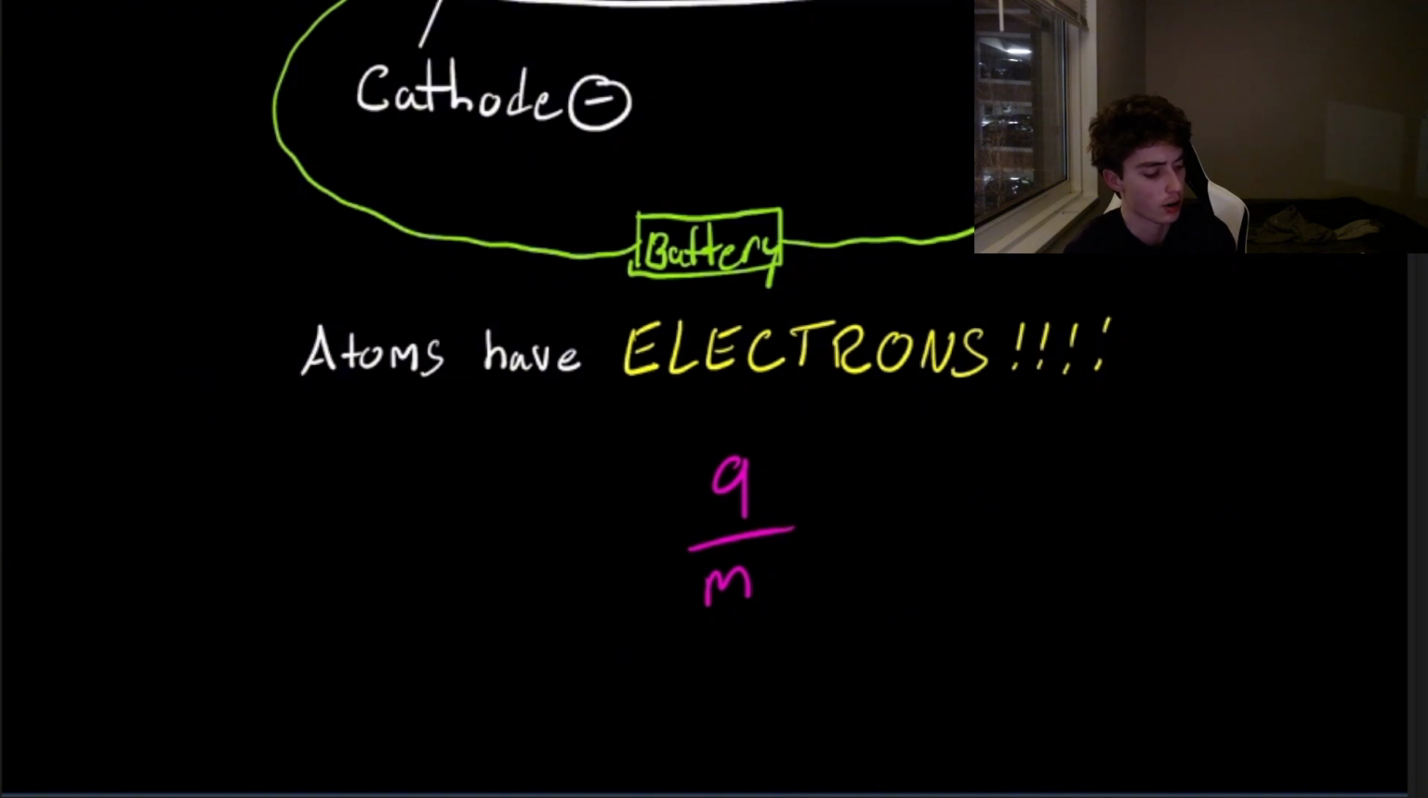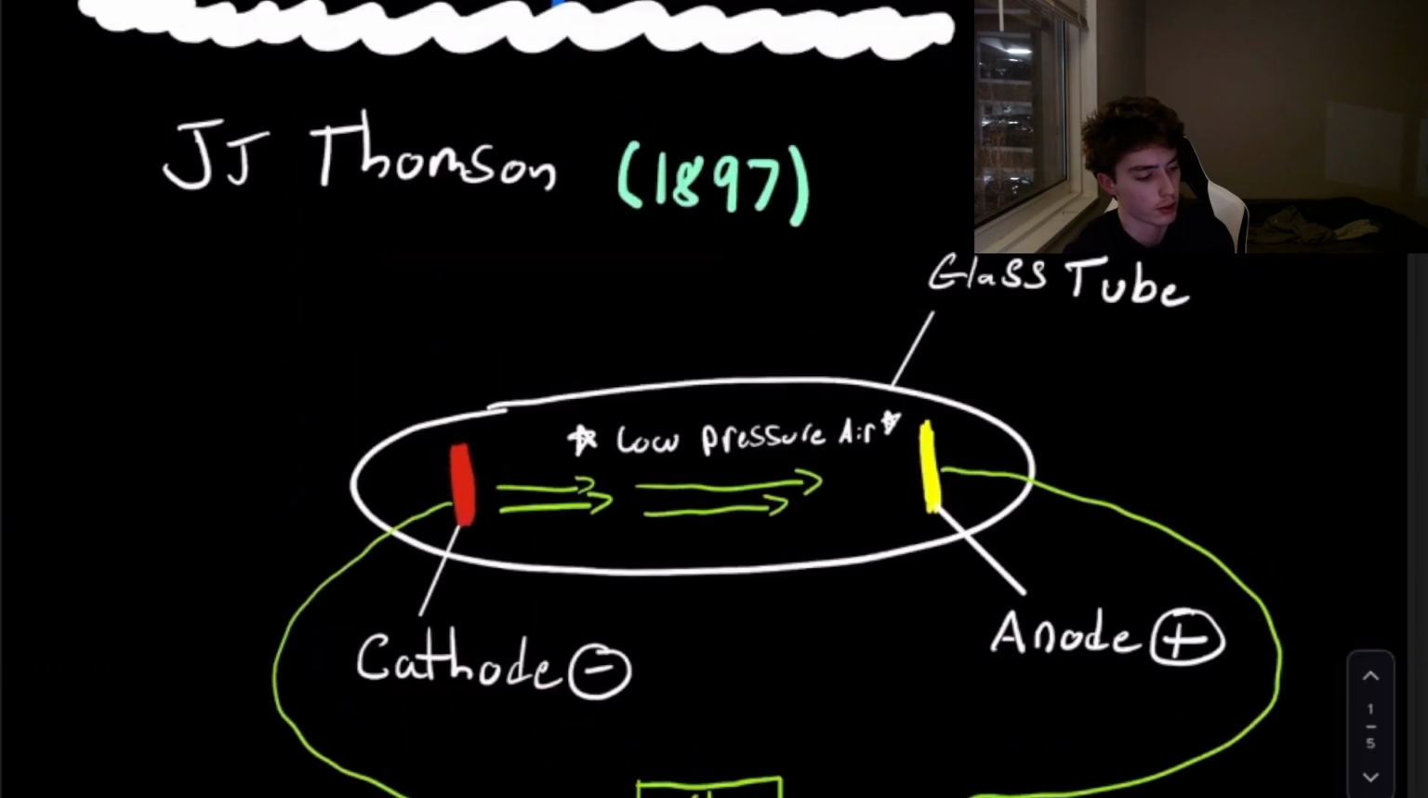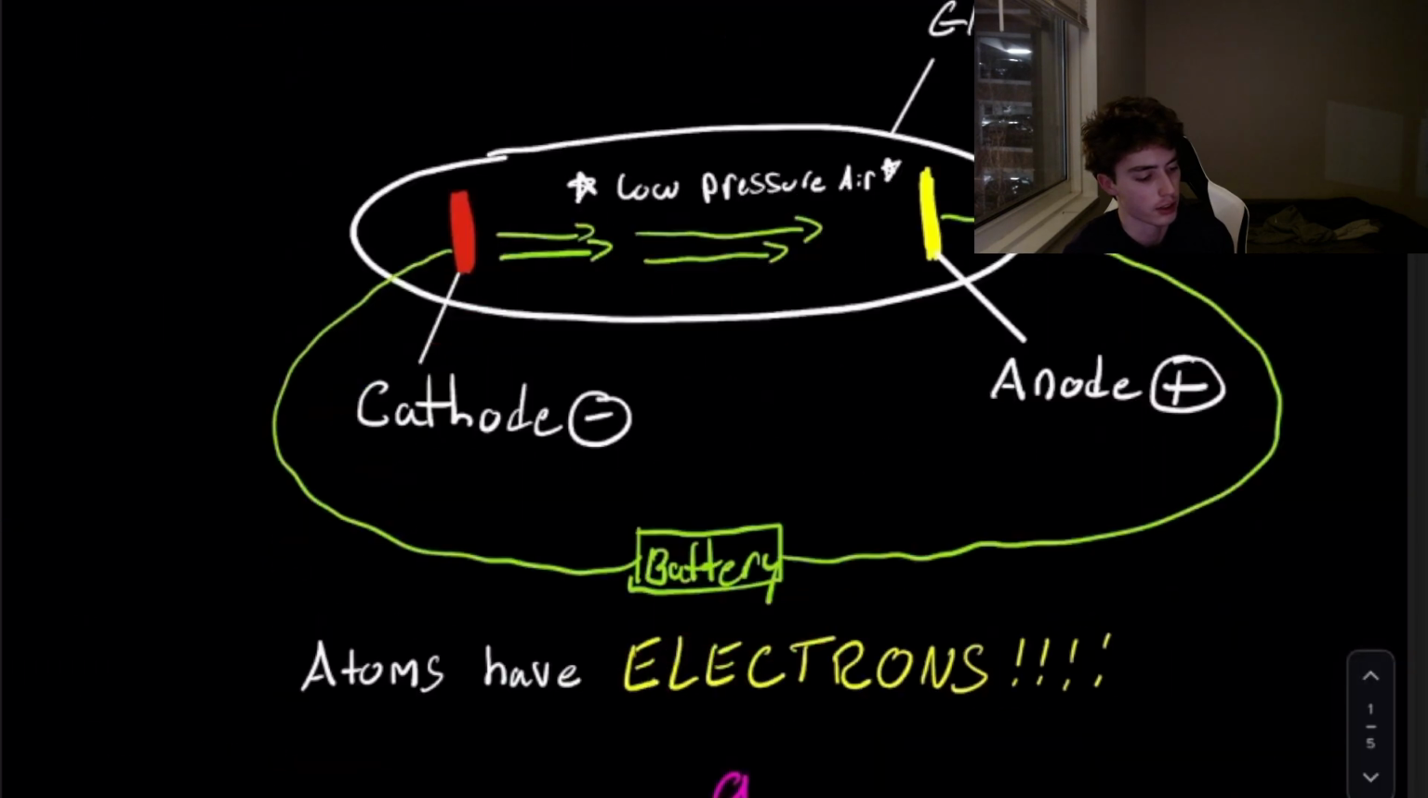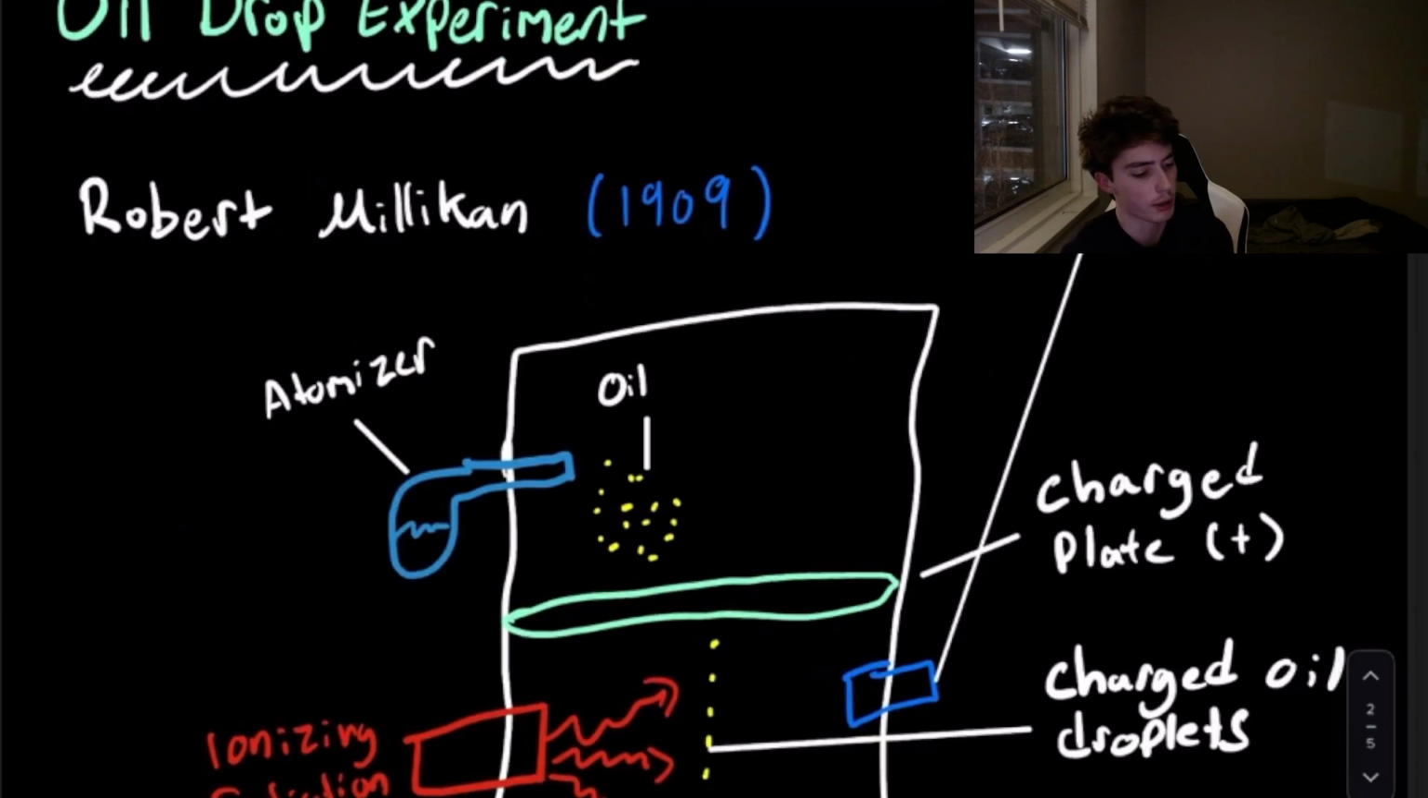If the charge to mass ratio is small, it means the electron has very little charge compared to the mass, right? The biggest thing that you should take away from this is that he discovered electrons and the charge to mass ratio. So we have the oil drop experiment.